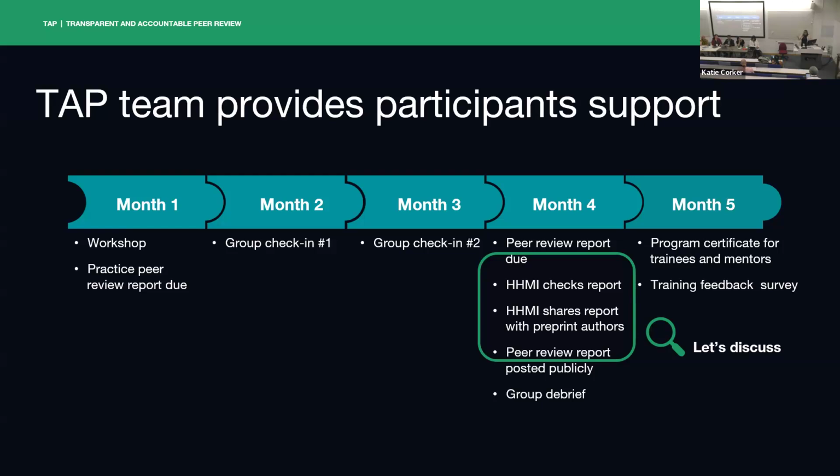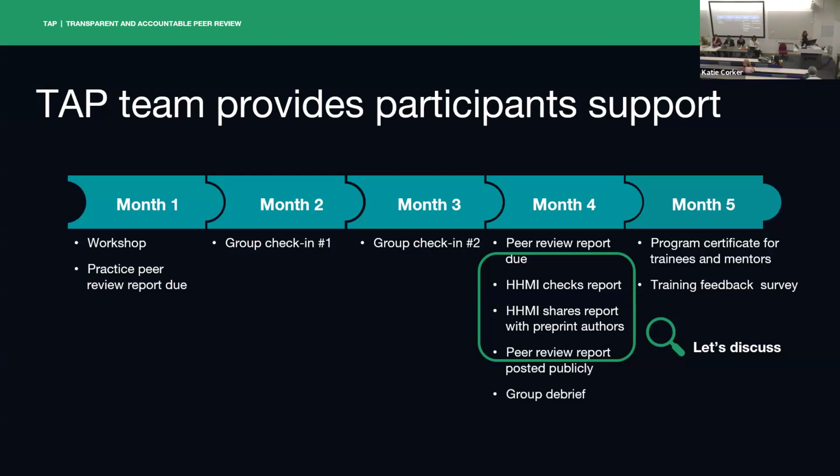But during that time, there are regular check-ins with the TAP team and the other participants. So we have our first check-in for this cohort coming up in a couple of weeks. And that's really going to focus on: have you selected a preprint yet? What helped you select your preprint? Are there barriers? So you're getting support through the cohort as well.